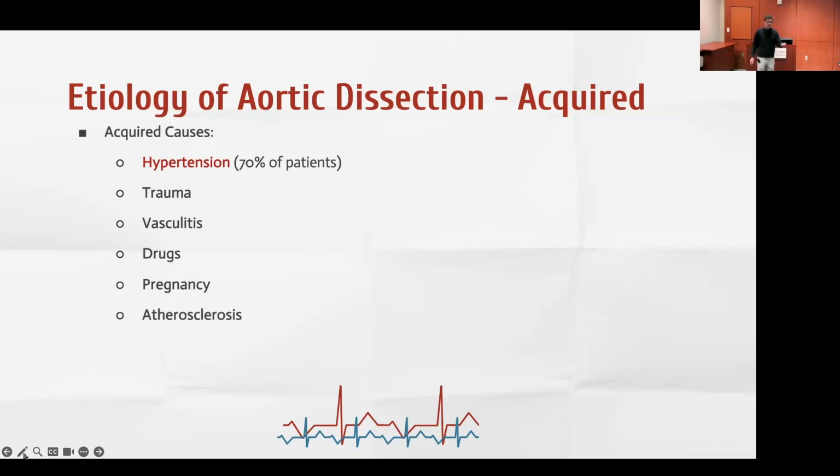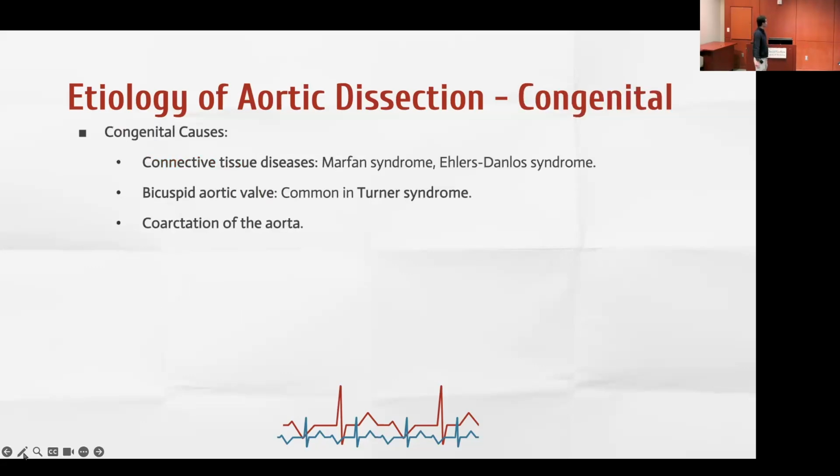Vasculitis, Takayasu arteritis, and syphilis can cause dissection. There was a case of syphilis that I will discuss, but it's really rare to see syphilis-induced aortic dissection. It's syphilitic aortitis. It's very rare, but it can occur. Drugs, anything that increases sympathetic tone, such as cocaine and amphetamines, can cause it. Pregnancy, usually the third trimester or postpartum, is also a risk, as is arteriosclerosis.